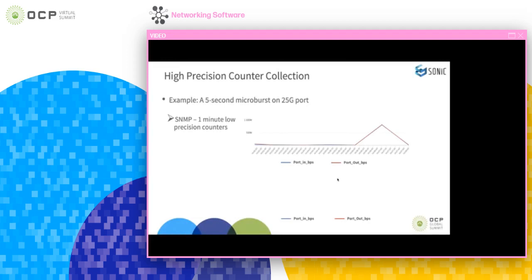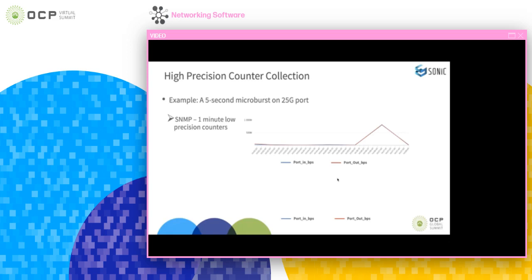Okay, the second item is about high precision counter collection. The motivation of high precision counters is this. Let me give you an example of a 5-second microburst on a 24-bit port. On a traditional SNMP-based counter collection channel, we're using SNMP polling with a 1 minute interval, because that's what the SNMP-based system can support. So this coarse-grained counter collection has a problem detecting those kinds of short-term microbursts.